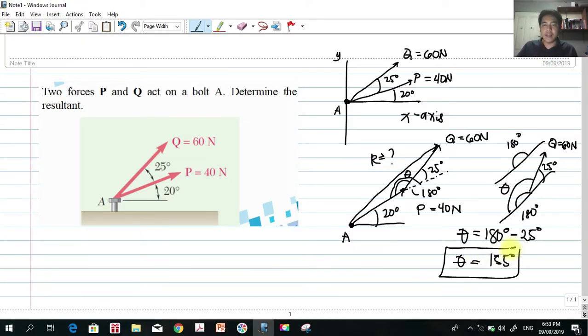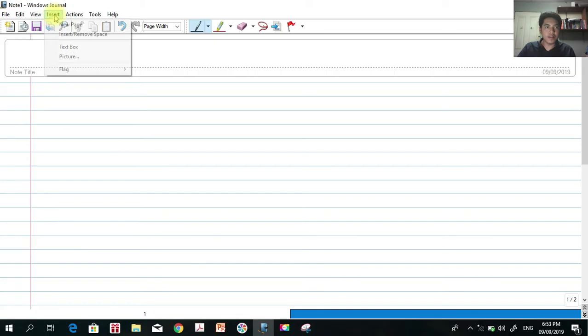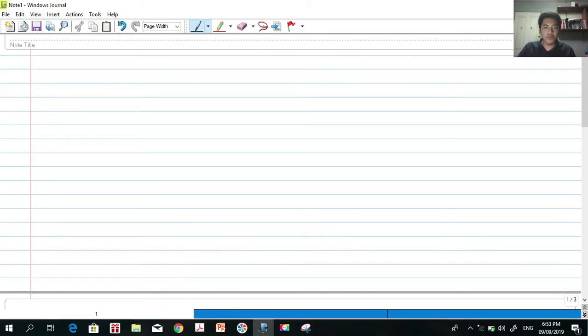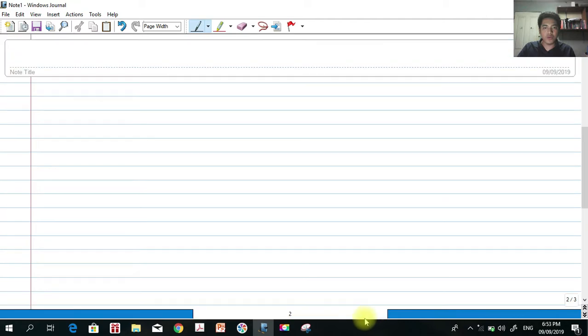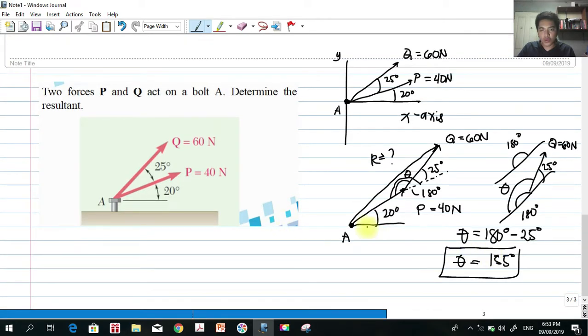Why do I need to get theta? Because upon getting theta, I could use the cosine law to find R. If we draw it again, we will be forming another triangle, of which this is our P equals 40 newtons, and this would be our Q equals 60 newtons. Remember, the length is the magnitude. We have R here, which is the unknown, and the angle here, theta.